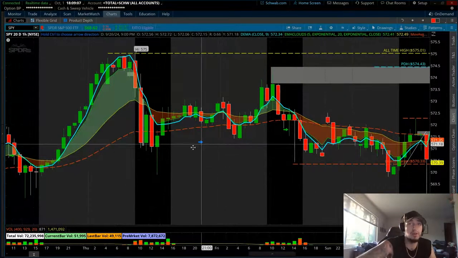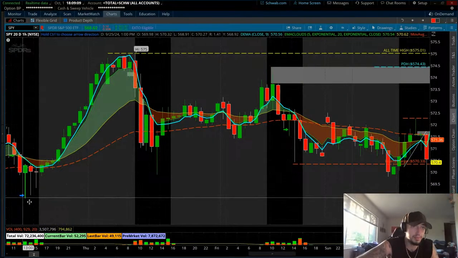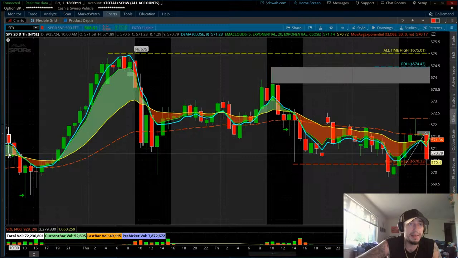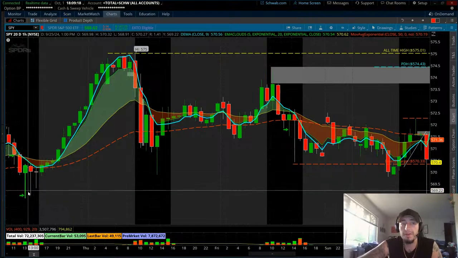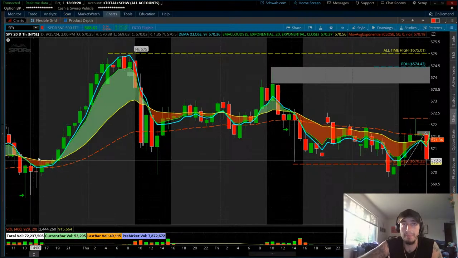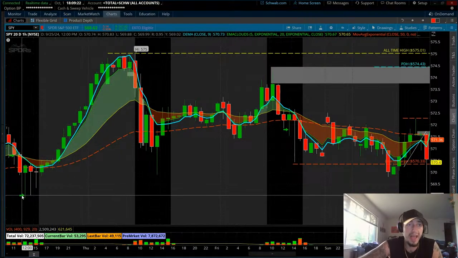Here's another example, right? So anytime, look at these three candles. We're hugging the moving average. We get a nice trend. Look at these two candles. We're very far away from the moving average. We get the snapback, right? Here's another example. It happens constantly.